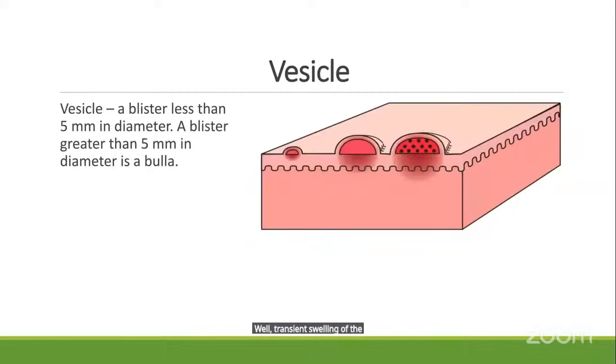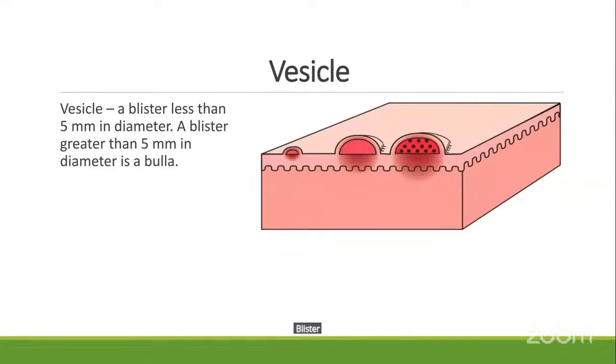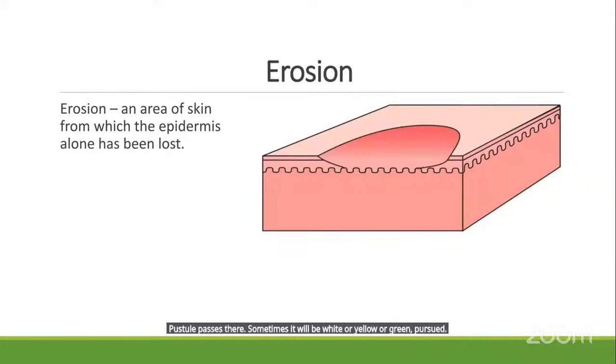I will show the photos and you can identify. Vesicle, blister less than 5 mm. Okay. And when it is greater than 5 mm, it is called bulla. Pustule, pus is there. Sometimes it will be white or yellow or green pustule. Erosion, epidermis alone has been lost. So epidermis is lost. It is called erosion.